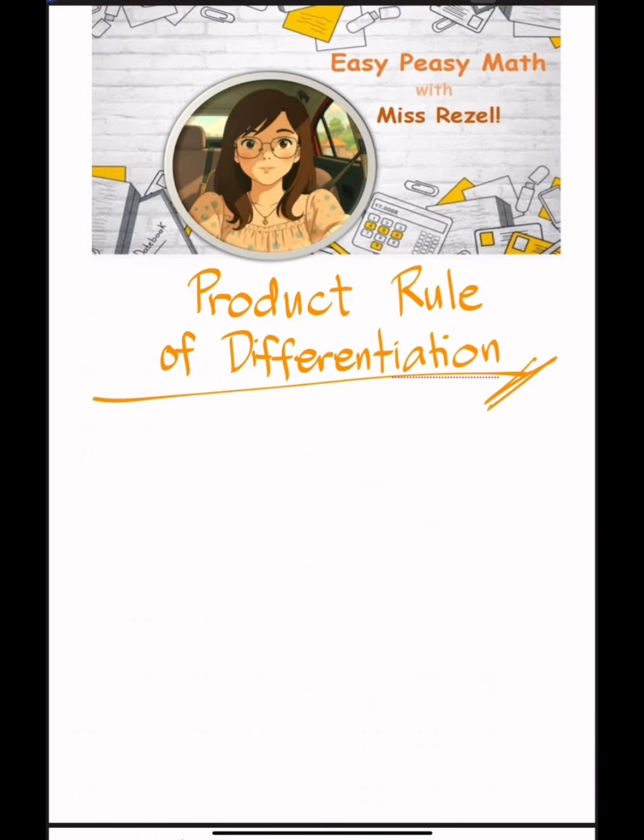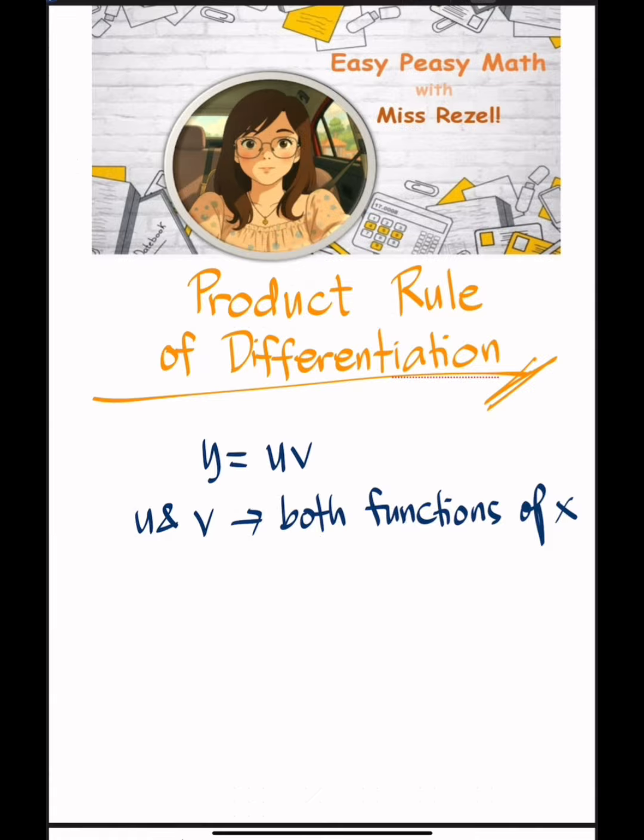How to differentiate the product of two functions. Consider y equals the product of functions u and v, where u and v are both functions of x. We can use the product rule to determine the derivative of y.